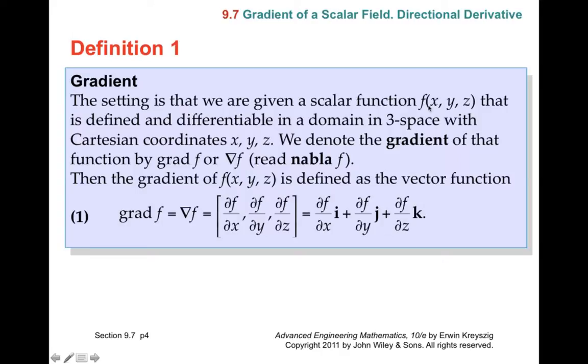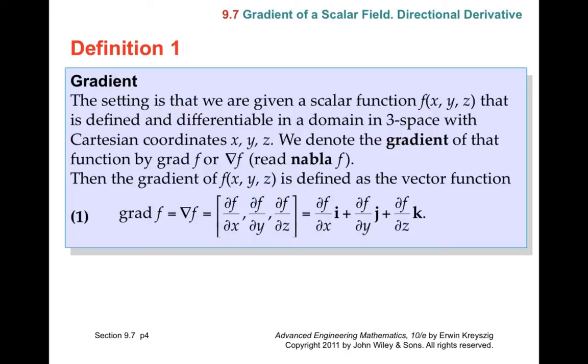We have some scalar function f, which varies in x, y, and z. And so the gradient basically involves taking the partial of f with respect to x, partial of f with respect to y, and the partial of f with respect to z. And then each of these in their corresponding x, y, z unit vector directions. So physically, the gradient tends to represent rates of change of a scalar field.